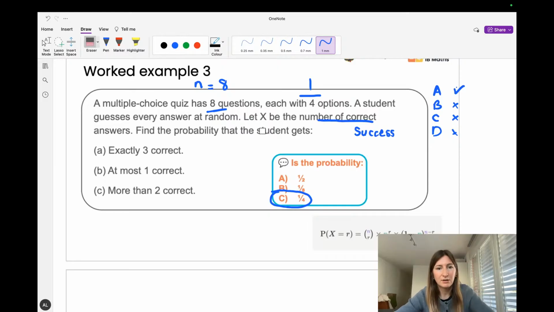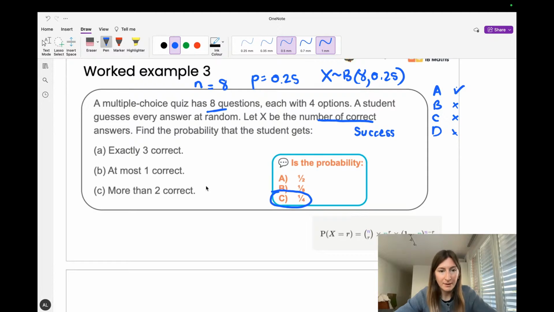So let me just clean this up a little bit. All right, so P equals 1/4, 0.25. All right, let's write our binomial distribution. X is binomially distributed with 8 trials and 0.25 probability of success. Great, so we know it's binomial distribution, and we've got all of our parameters, which is lovely when they give that to you. So exactly 3 correct.